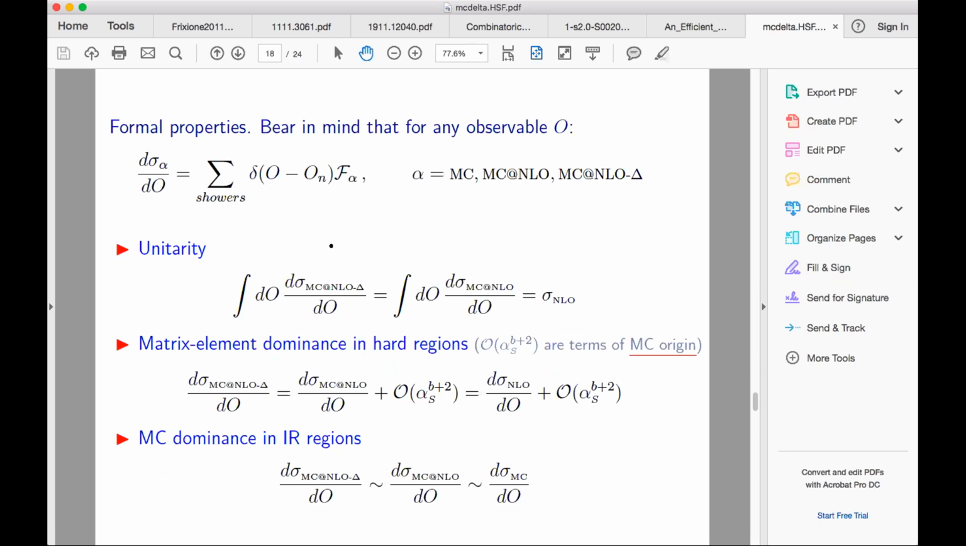The formal properties are that the integral of any distribution in MC@NLO-Delta is strictly the same as in MC@NLO, and is also strictly the same as the NLO cross-section, the fixed order one. The expansion in order alpha has the same properties as in MC@NLO, so they differ by order NNLO and beyond with respect to the fixed order prediction. And in the hard regions, the shapes of MC@NLO-Delta, MC@NLO, and the underlying Monte Carlo are the same. So essentially, you resum the logs in more or less the same way.